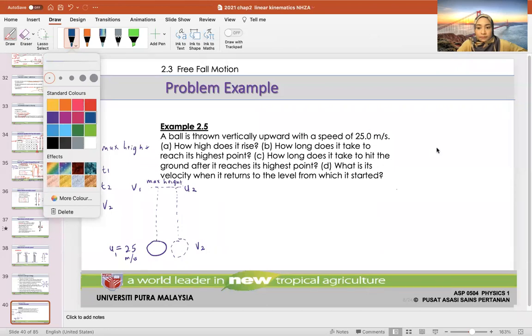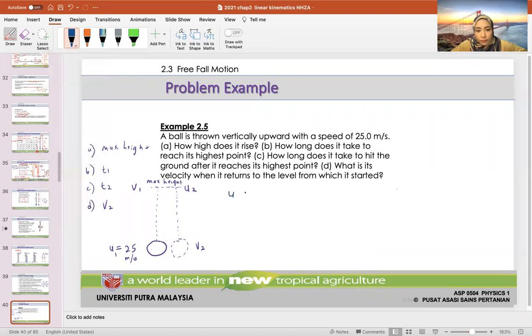Ikri? Pakai formula. What formula? Pakai U plus negative GT. So tajuk kat sini apa eh? Itu adalah V. V, okay.